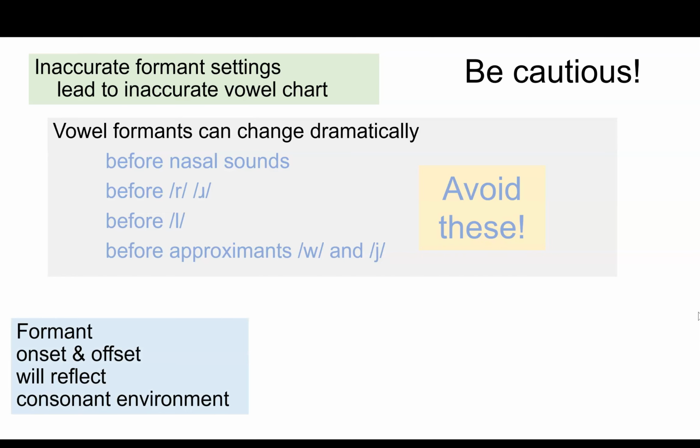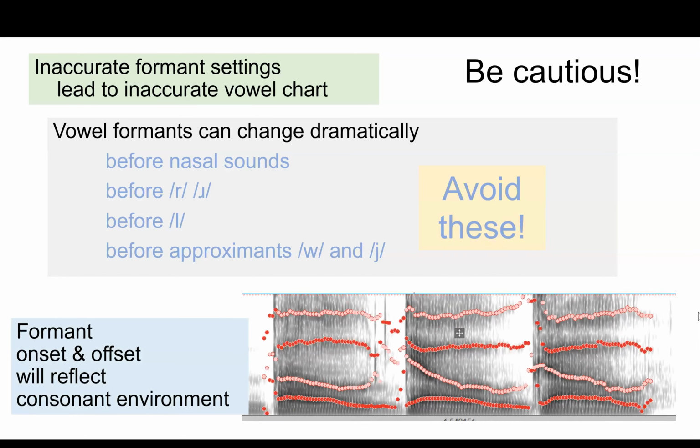Formant contours reflect neighboring consonants. For example, here we see the spectrogram of bo, do, go. Notice how the formants are quite different at the onsets. That's why you might want to exclude the very beginning or end of the contours.